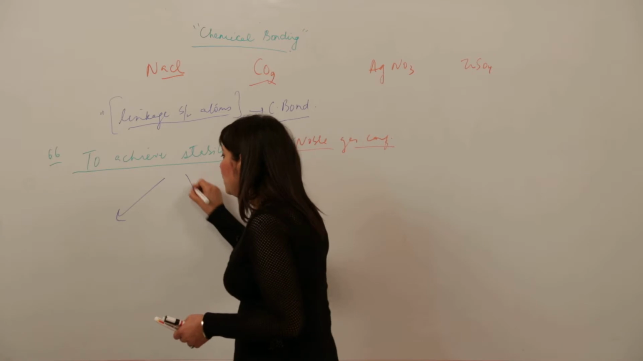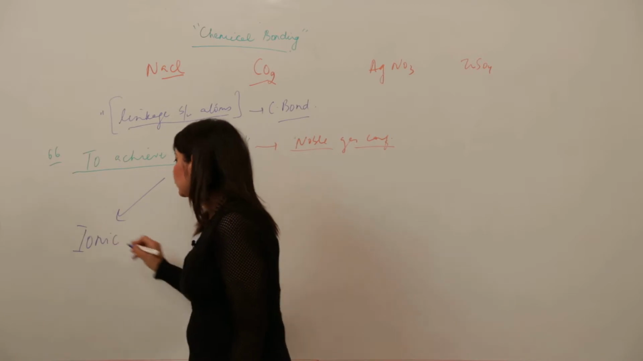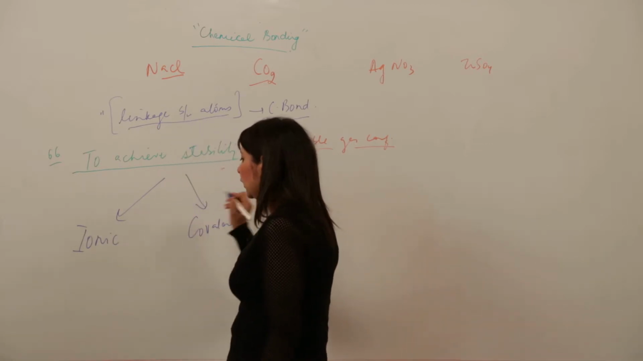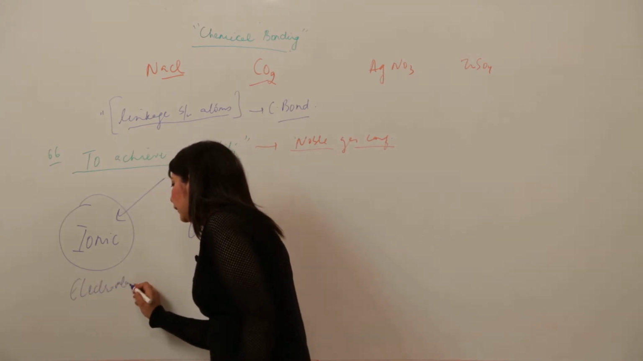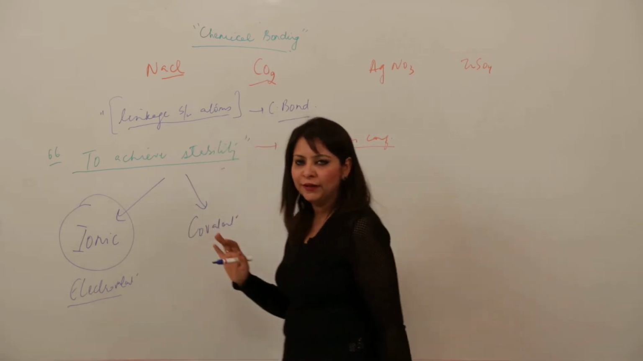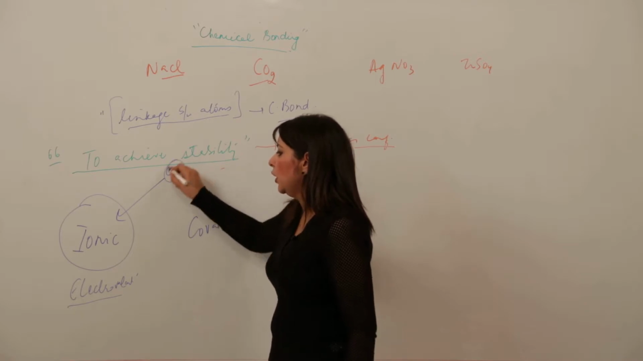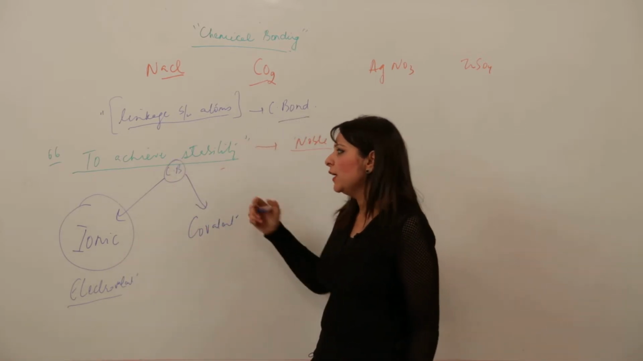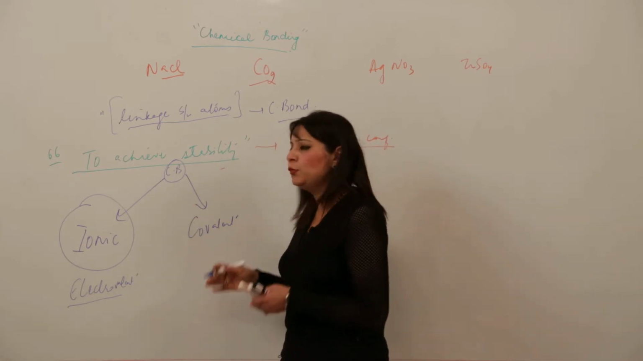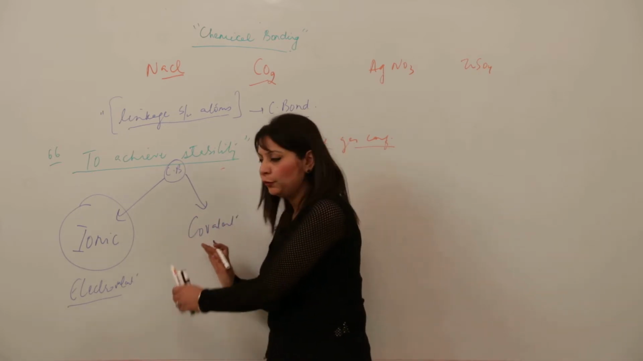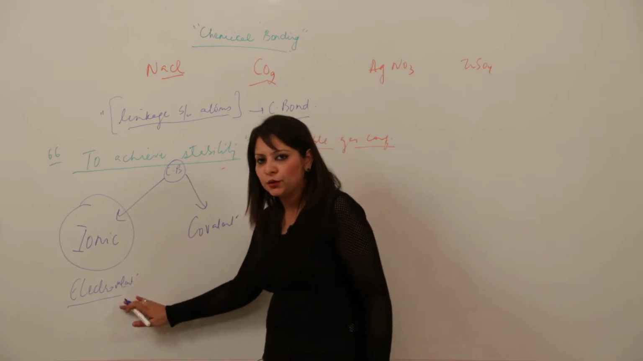So there are two methods to form a bond. One is the ionic bond and the other is the covalent bond. Ionic bond is also called the electrovalent bond. There is no other name for covalent bond, we use it as such. There is one more bond, the coordinate bond, but that we will take up in a higher class. So for the moment, just focus on these two kinds of bonds: one is ionic and the other is covalent. Ionic is also called electrovalent, right?